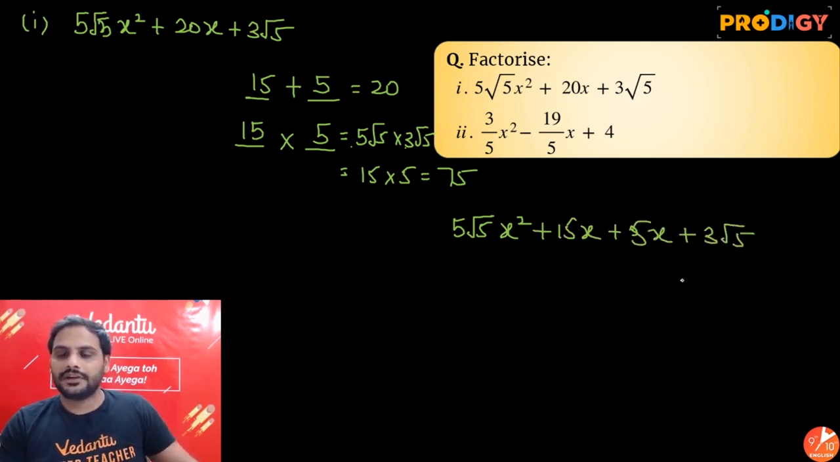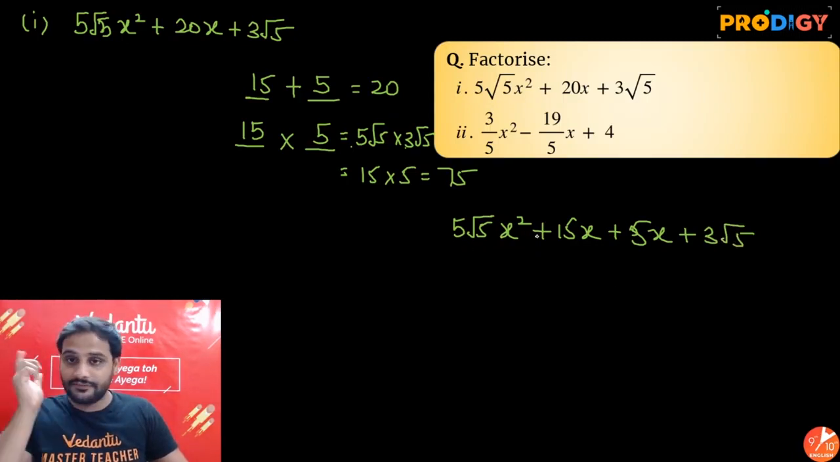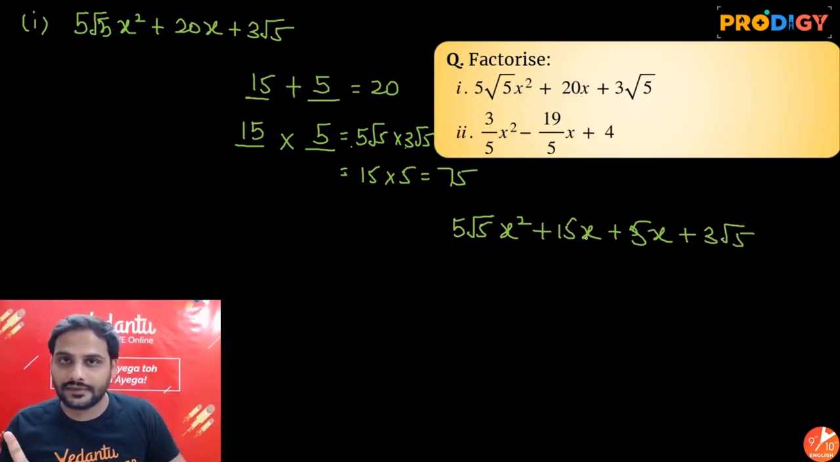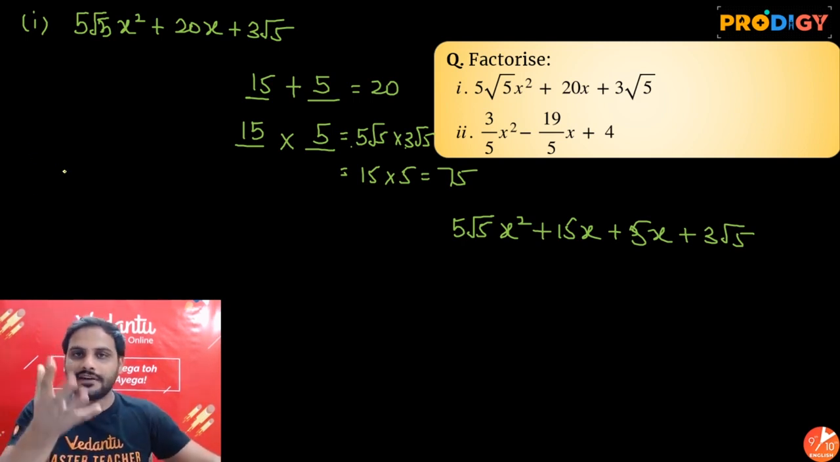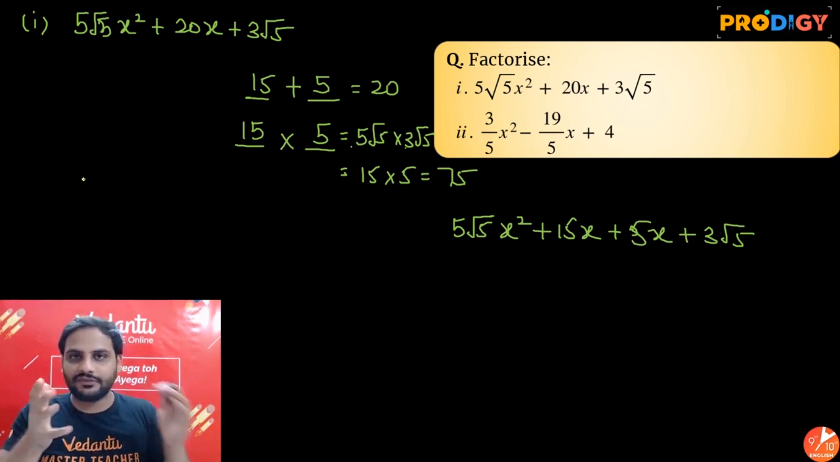plus 3 root 5. Now look, here we have 5 root 5 x square, here we have 15x. Now how do I take common from the first two terms? Let me tell you in a very elaborate way. Look, 5 root 5 x square, let us try to break it into the factors. 5 root 5 x square is made up from what?